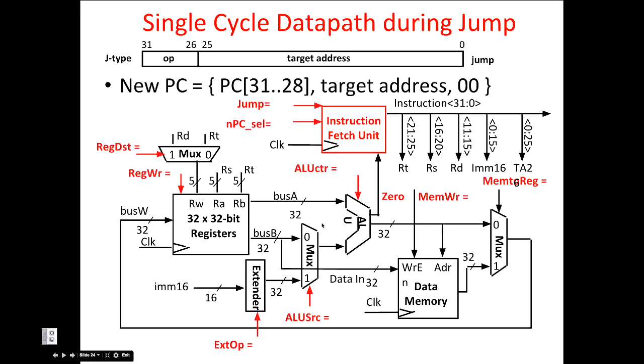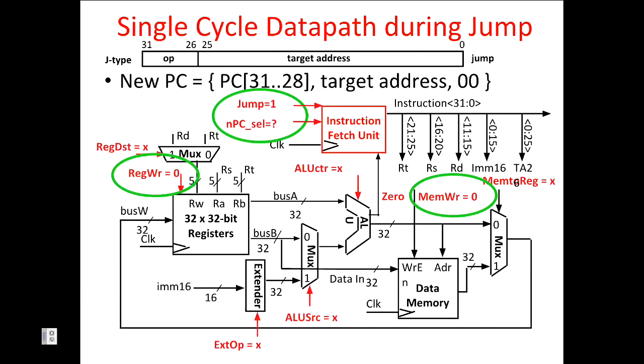What about data memory? Again, no, we're not dealing with memory at all. The ALU, similarly, I don't need to do anything here. The JType instruction, all it does is update the next PC. So each of these, xstop, ALU source, ALU control, regdist, all of these, I don't really care what the values are, as long as I set these critical values, the memwrite and the regwrite, to a 0.